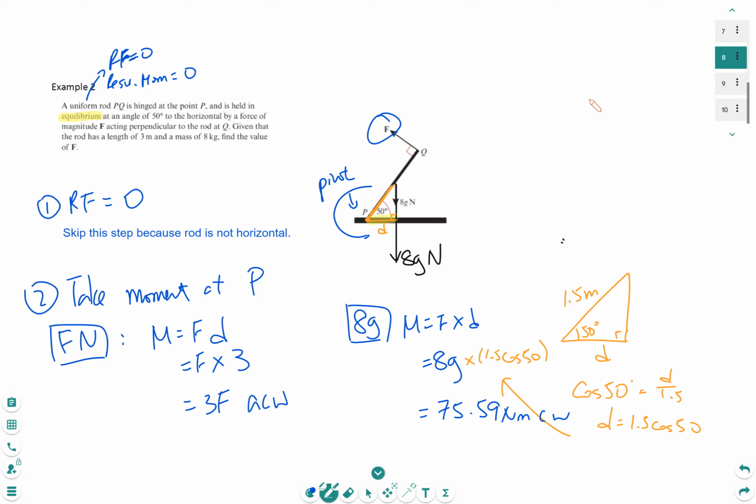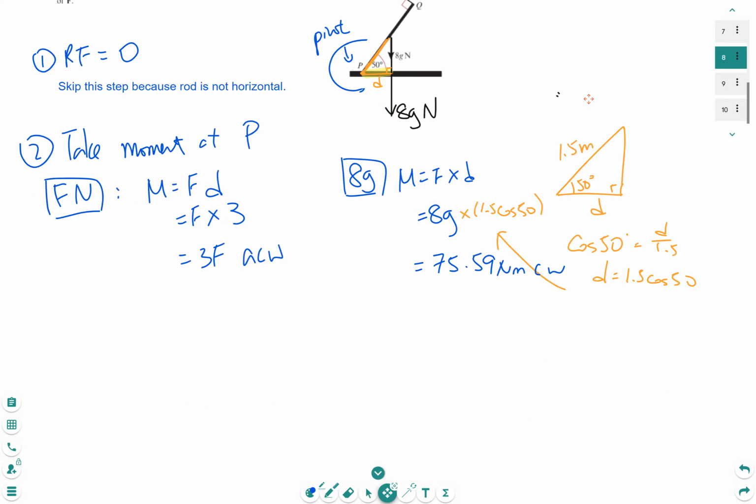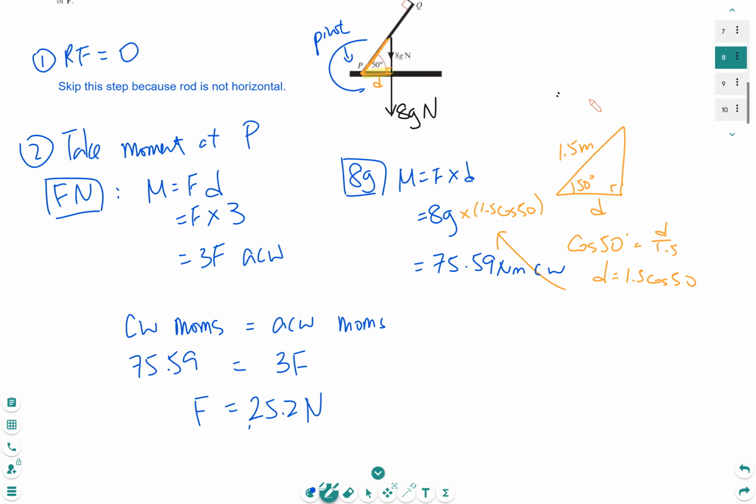Of course, one has to be anti-clockwise and one has to be clockwise, because the rod is in equilibrium, meaning there must be some anti-clockwise moments and some clockwise moments. Otherwise the rod will not be in equilibrium. So next step, clockwise moments equal anti-clockwise moments. I like to use mums as the abbreviation for moments. So 75.59 on the clockwise side. Anti-clockwise mums is 3F. Dividing by 3, F equals 25.2 newtons. And that's how we find it.